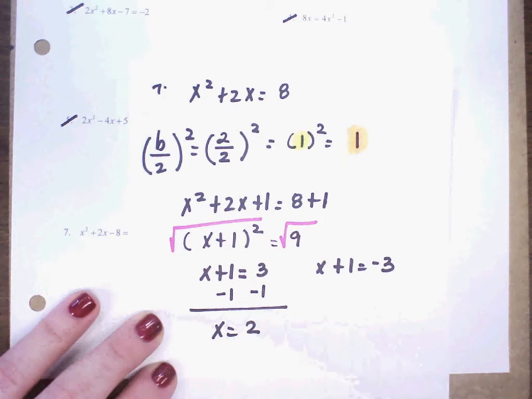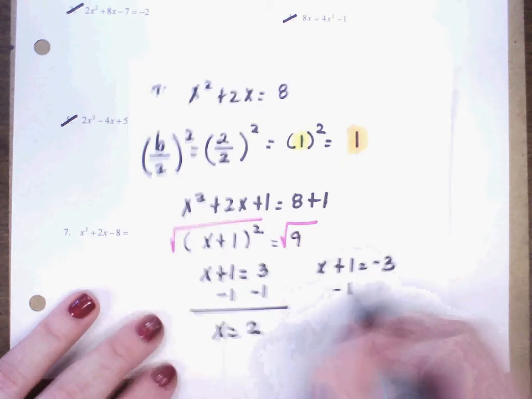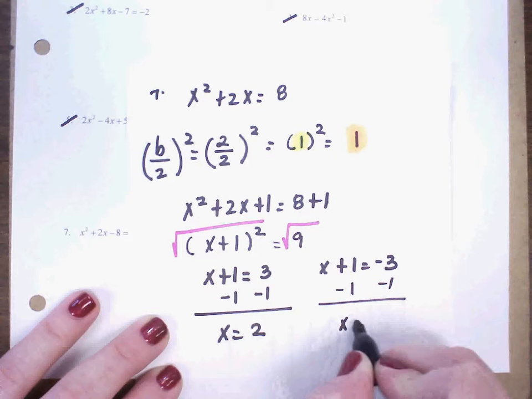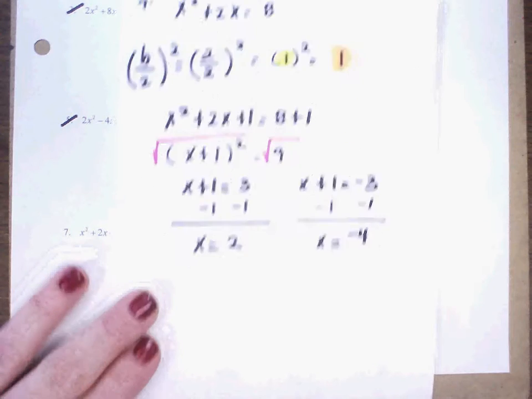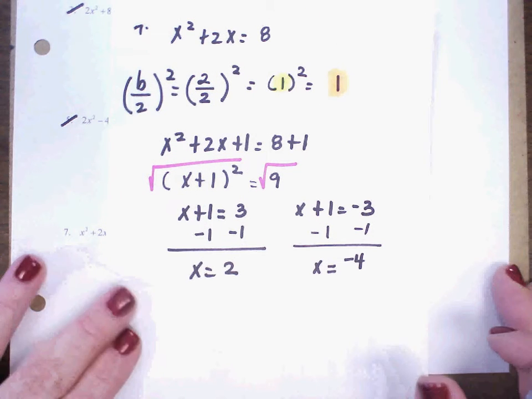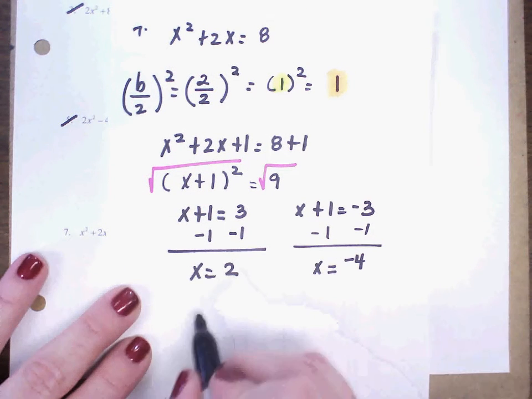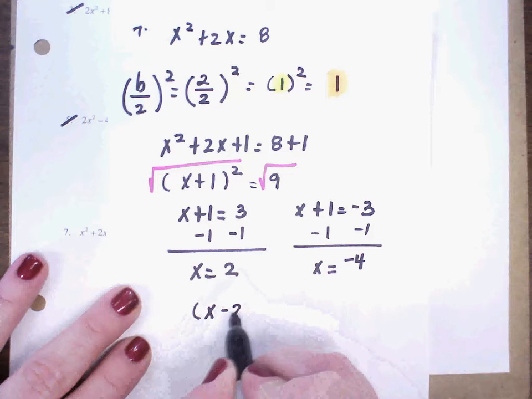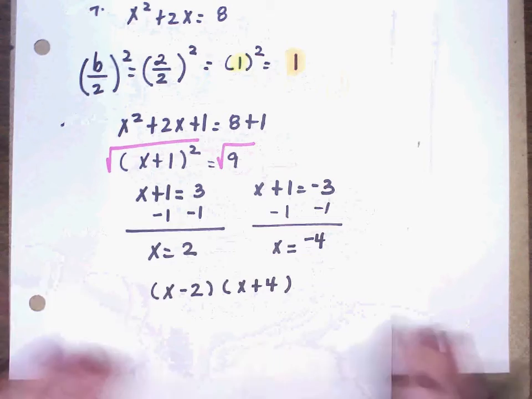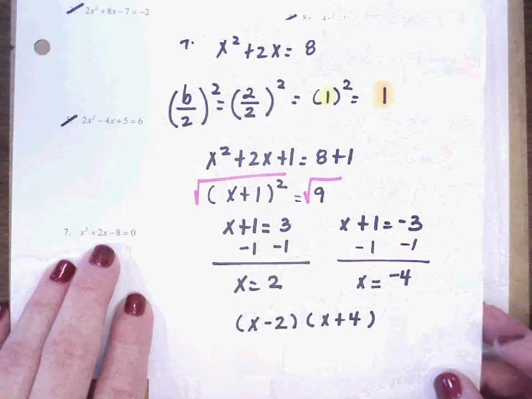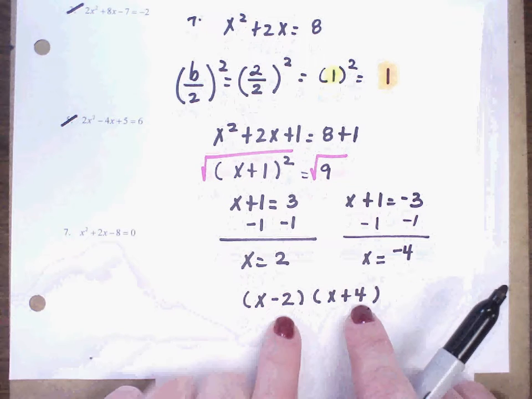Minus 1. X equals 2. Minus 1. X equals negative 4. All right, so I'm going to double check just to make sure that this is correct. Okay? So what were my factors in here? X minus 2 and x plus 4, right? When you do this by factoring, oh, there it is. It's already equal to 0.